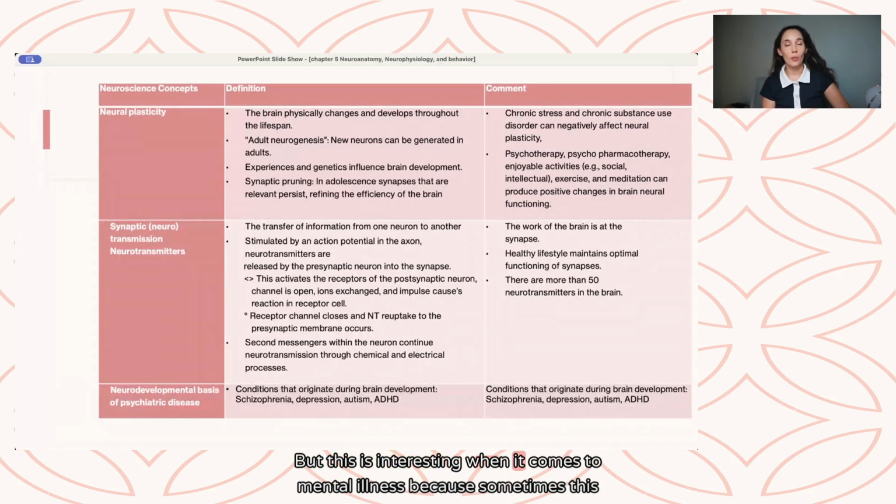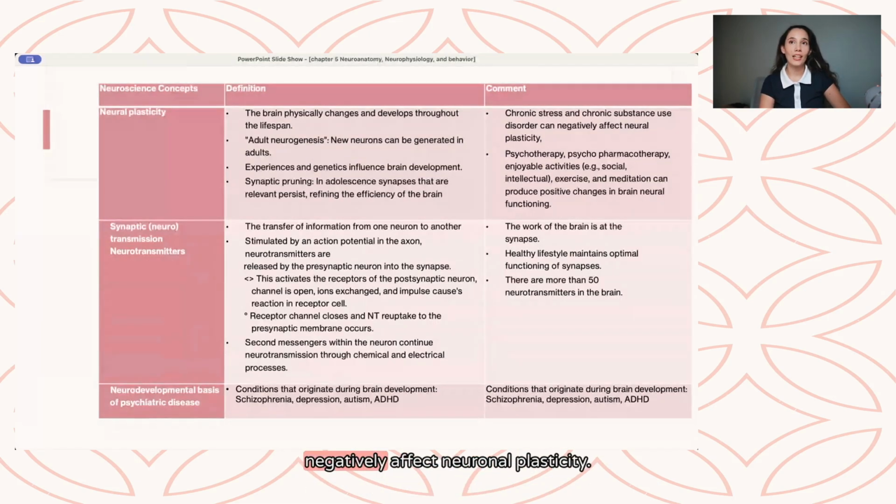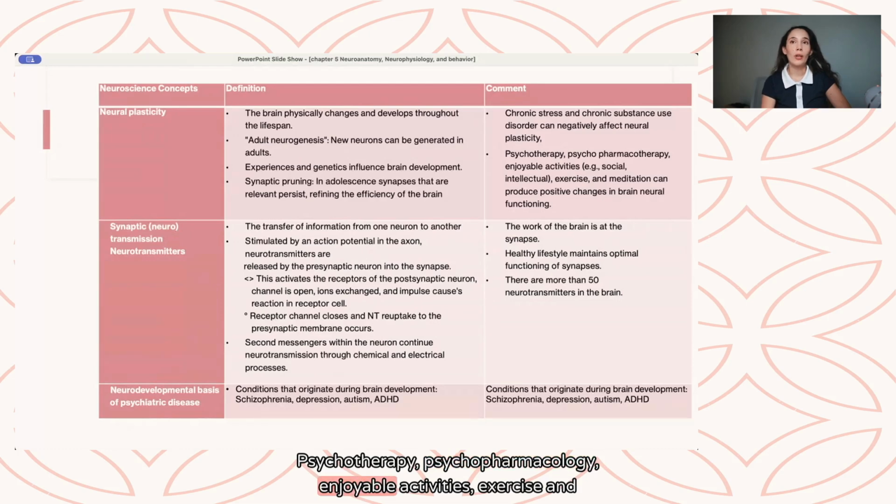But this is interesting when it comes to mental illness, because sometimes this synaptic pruning can be part of the problem that then leads to these brain disorders. So some things to note: chronic stress and chronic substance use disorder can negatively affect neuronal plasticity. Psychotherapy, psychopharmacology, enjoyable activities, exercise, and meditation can produce positive changes on brain neural functioning.